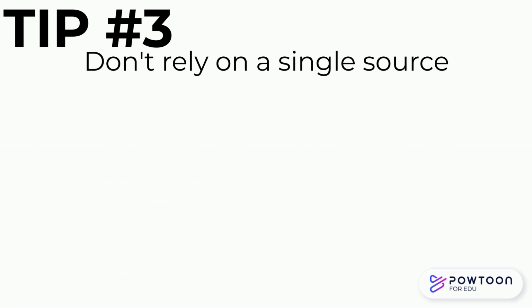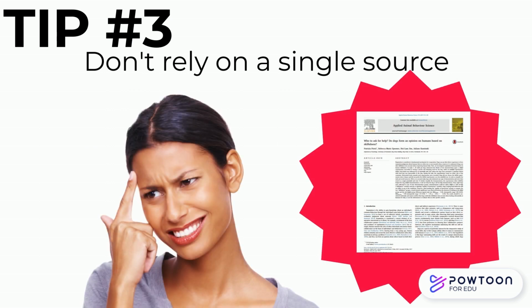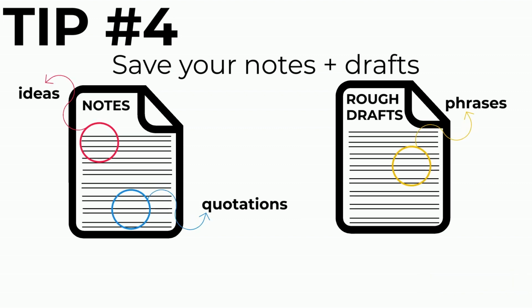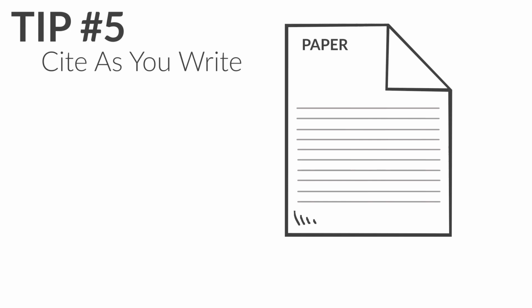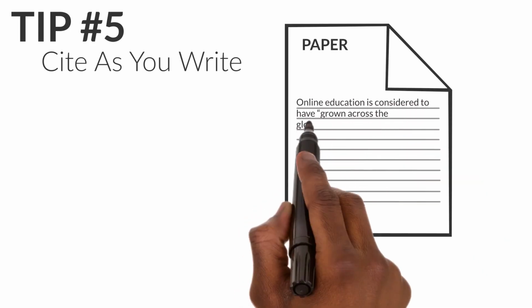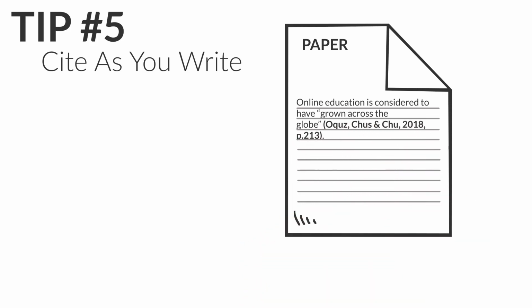You are more likely to plagiarize if your work is dependent on a single source. This student doesn't know how to add their own analysis or thoughts about the topic to their paper because they feel like the author has said everything. Tip number 4, save your notes and rough drafts. That way, you'll be able to go back and check where your ideas, phrases, and quotations came from. Tip number 5, cite as you write. Don't tell yourself that you'll cite your sources later. It's too easy to forget.